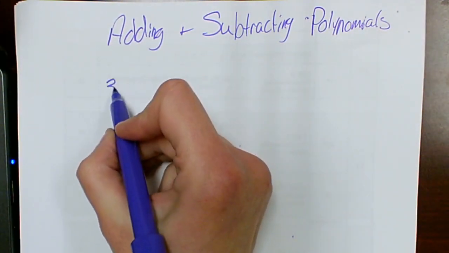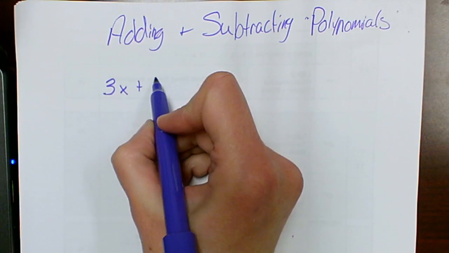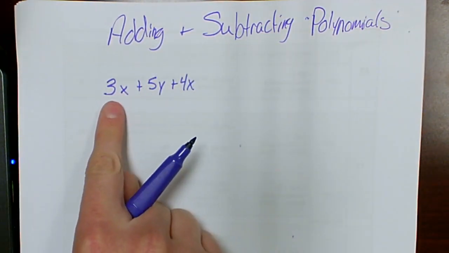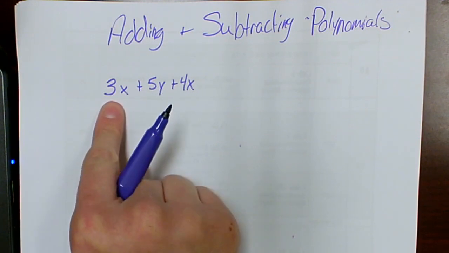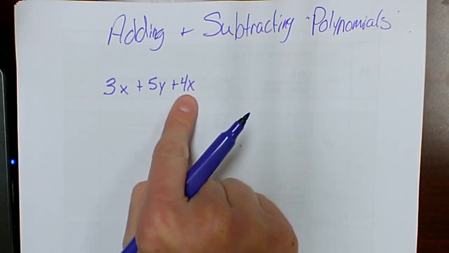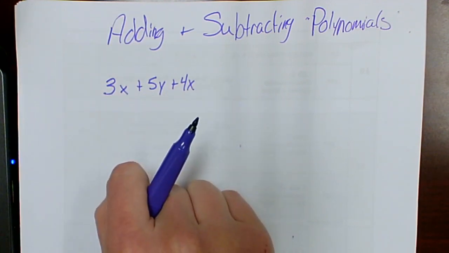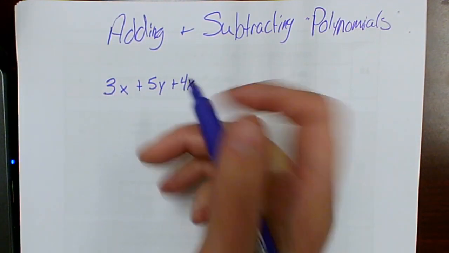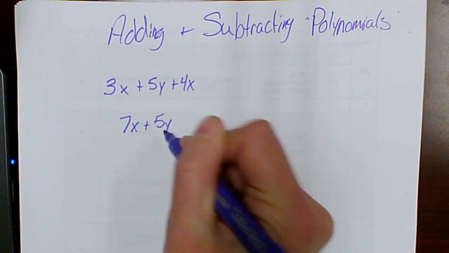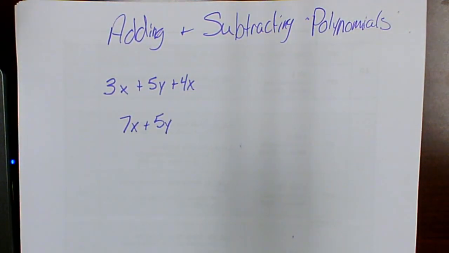So if we have 3x plus 5y plus 4x, this is saying we have three dogs plus 5 cats plus 4 dogs. So how many dogs do we actually have? Well, 3 plus 4 is 7. We have 7 dogs and 5 cats. Just like that. We cannot say this is 12 cat dogs. We just can't do that.